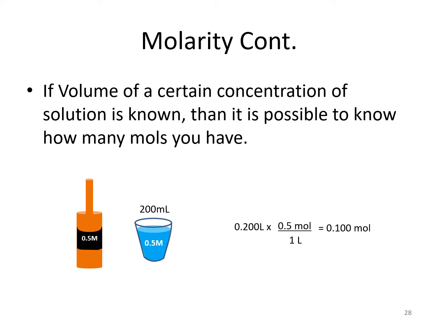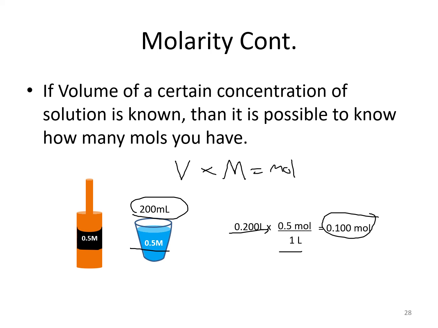So if a volume of a certain concentration solution is known, then you know how many moles you have. So volume times molarity, capital M, equals the number of moles you have. For example, here I have 200 milliliters of a 0.5 molarity solution. How many moles do I have? We take the volume, convert it to liters, 0.200 liters, times the molarity, which is 0.5, gives us 0.100 moles.